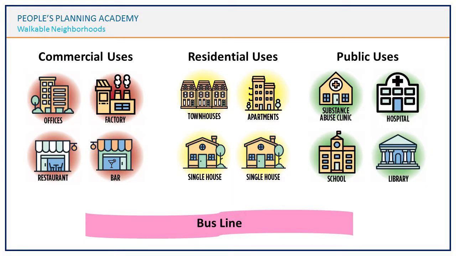There are tiles with a kind of reddish background. Those are commercial uses, things like offices and factories and restaurants and bars. You have residential uses, so those are in yellow. So you have single-family homes, townhomes, and apartments. And then you have things with green in the background. Those are public uses, so things like hospitals and schools and libraries and police stations.